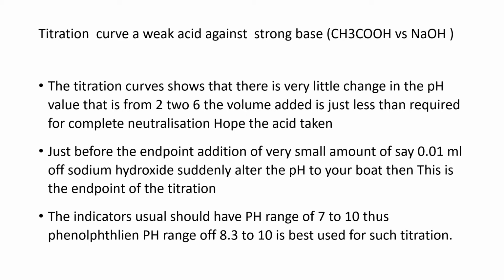The indicators usually should have pH range 7 to 10. Phenolphthalein, with pH range 8.3 to 10, is best used for such titrations.